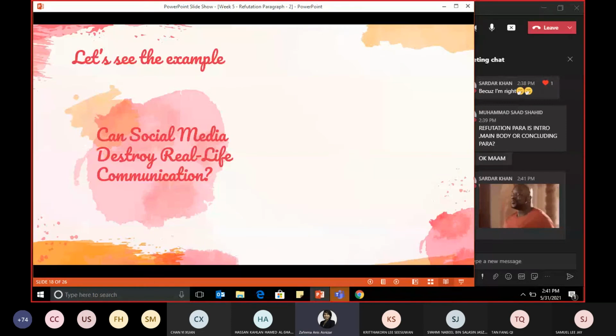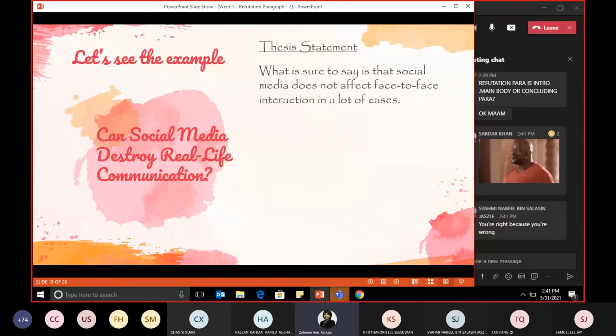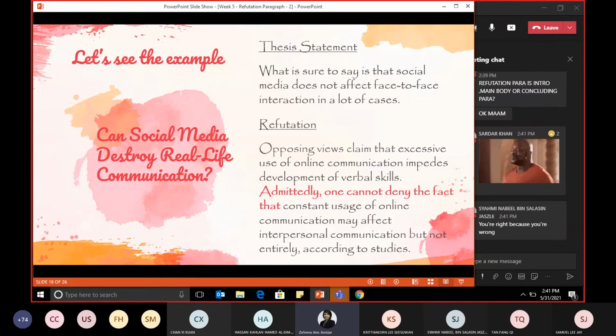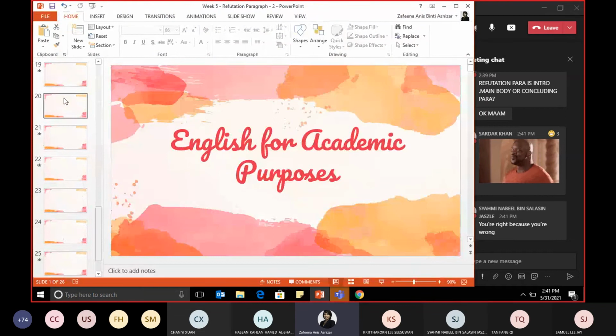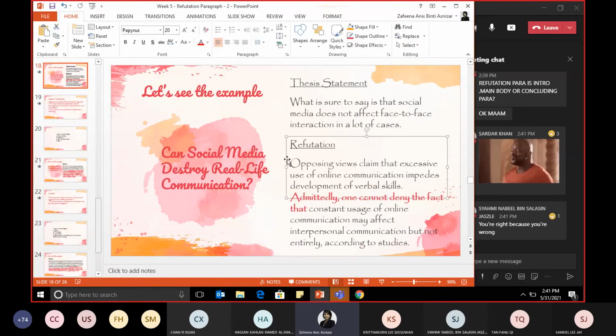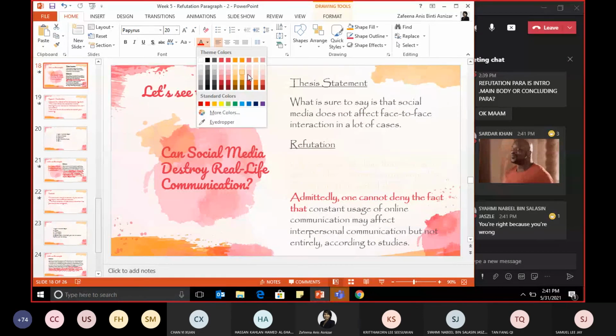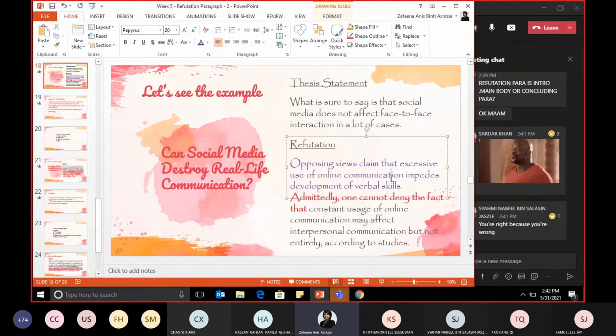All right, let's look at the example here. The same topic that I showed you earlier, that is my refutation paragraph. I will open this and highlight it so that you can see. This is the first part of my refutation paragraph. I address that it is true that use of online communication impedes development of verbal skills.